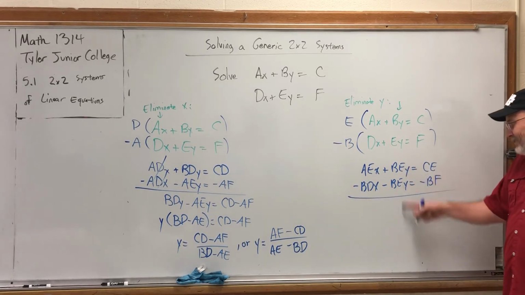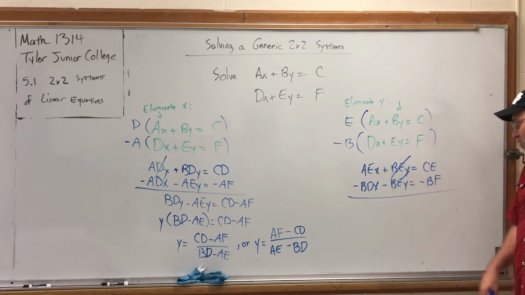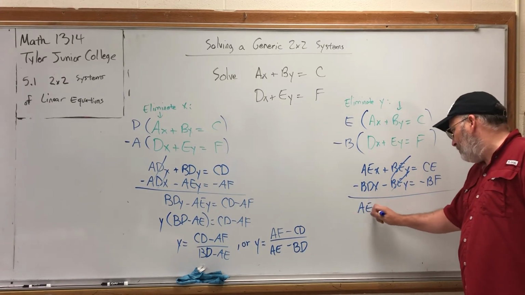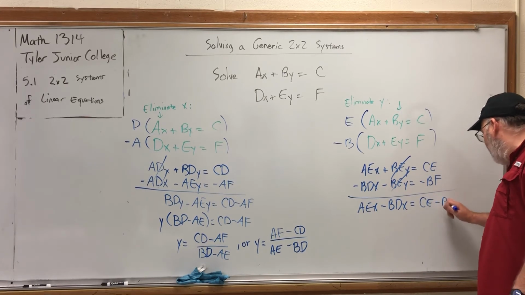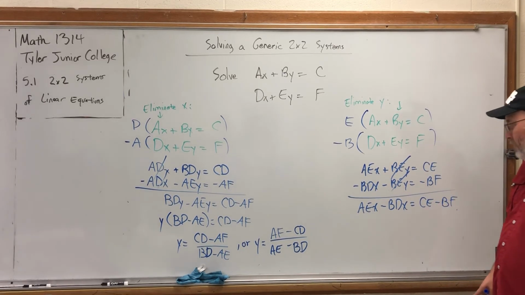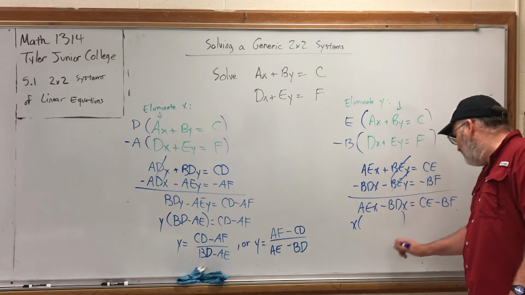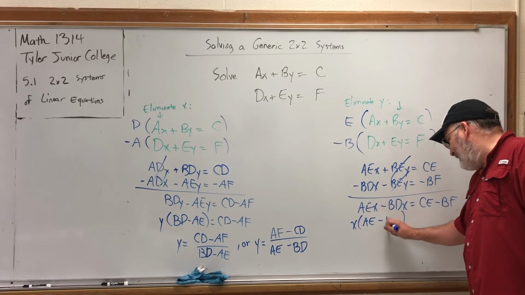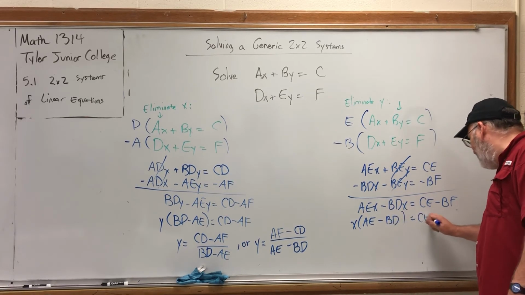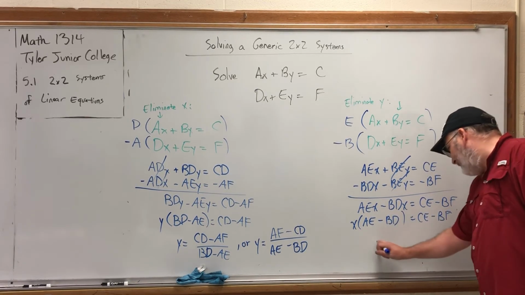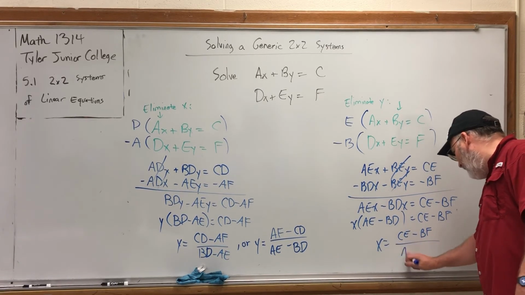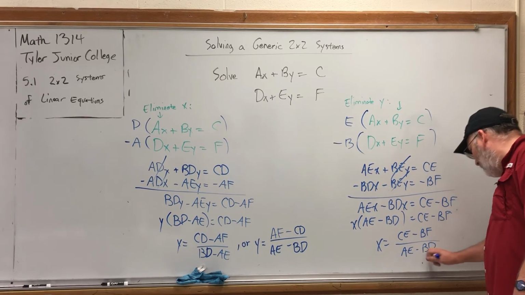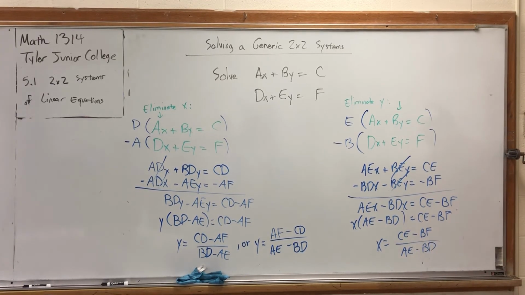The y terms, as messy as they are, are opposites and they cancel. That leaves us aex minus bdx is equal to ce minus bf. And if you can picture the factoring move, well, let's just do it. Factor the x out of the left, you get x times ae minus bd equals ce minus bf, and then divide both sides. We get x equals ce minus bf all over ae minus bd. And if you notice, the denominators are the same. The only difference is the numerators.